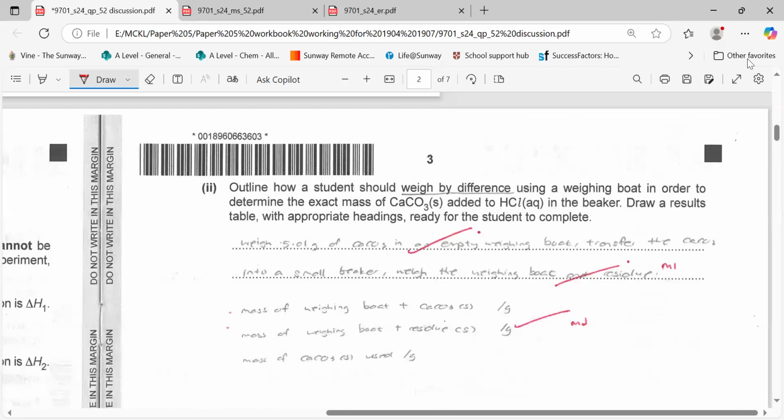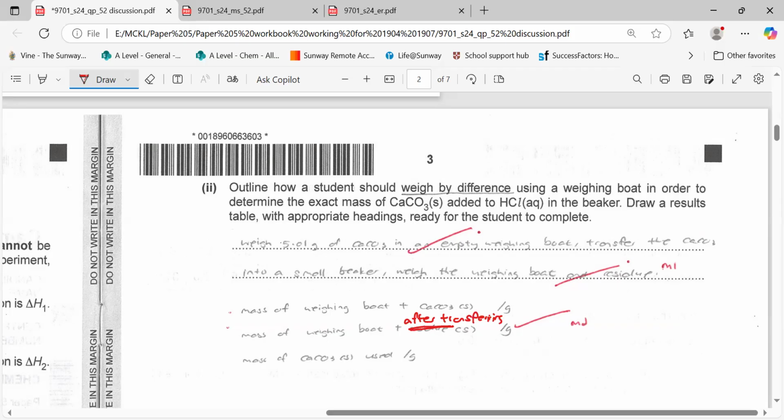So outline how a student should weigh by difference. Weigh by difference means before and after, using a weighing boat in order to determine the exact mass of calcium carbonate added to HCl in the beaker. Draw a result table with appropriate headings ready for the student to complete. So let's just look at the table first. I wrote mass of weighing boat plus calcium carbonate, mass of weighing boat plus residue. I want to change the word residue. I would say mass of weighing boat after pouring or after transferring out.